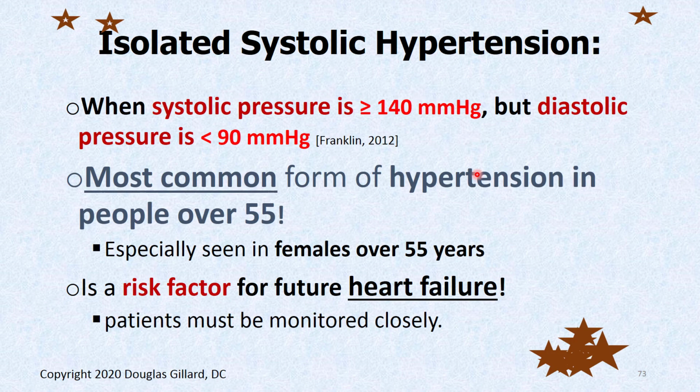What about isolated hypertension? Is that possible? Yeah. If your systolic blood pressure is 140 or above, you have isolated systolic hypertension. And some people, this is all they have. It's common in older people over 55. It's especially seen in females over 55. It's a major risk factor for heart failure.